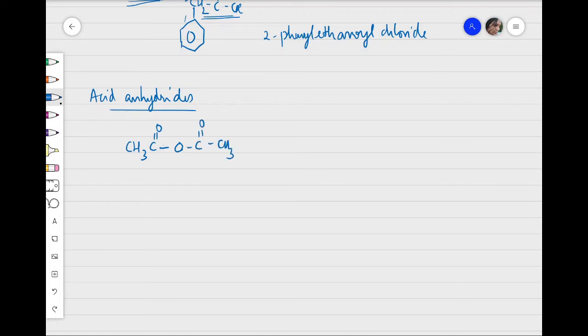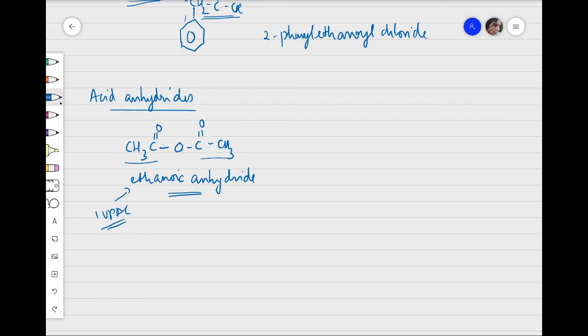So this is acetic anhydride, which is a common name, and in this case it will be ethanoic anhydride. That is my IUPAC nomenclature. Now suppose this is a simple one because you had both species the same; this is basically from 2 molecules of acetic acid.